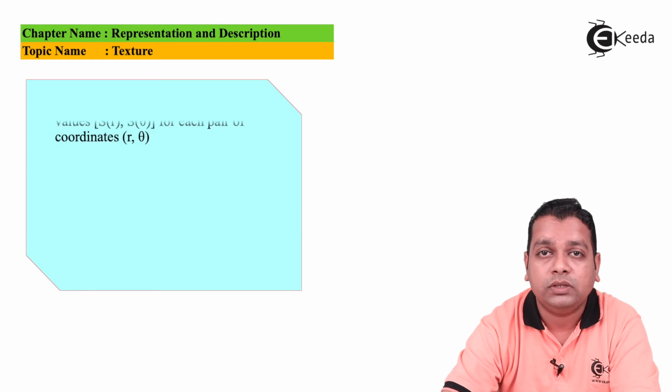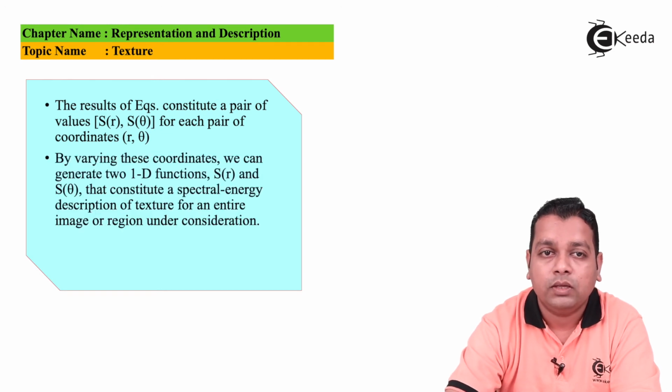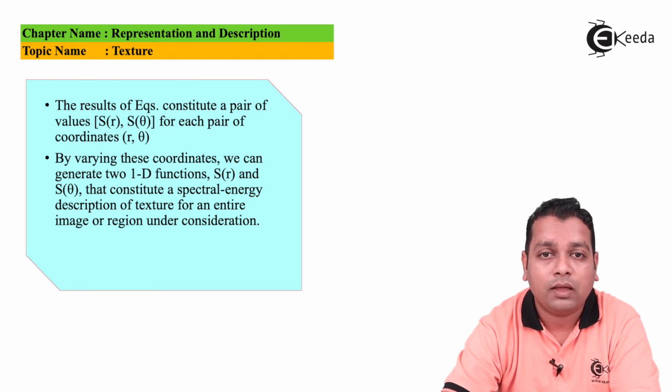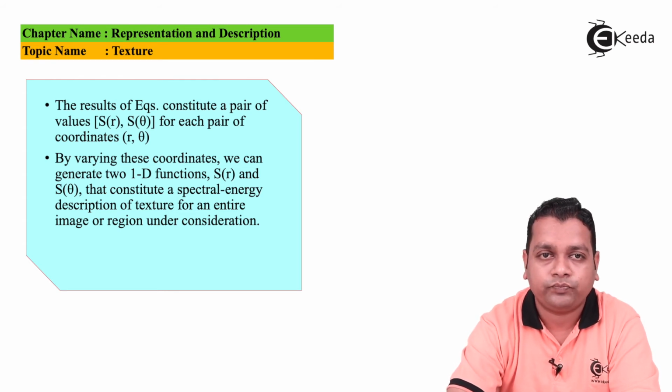Now the result of these two equations constitutes a pair of values. Here we have the set representing S(r), S(theta) for each pair of coordinates r, theta. So by varying these coordinates, we can generate the two one-dimensional functions, S(r) and S(theta), that constitute a spectral energy description of the texture for an entire image or region under consideration.